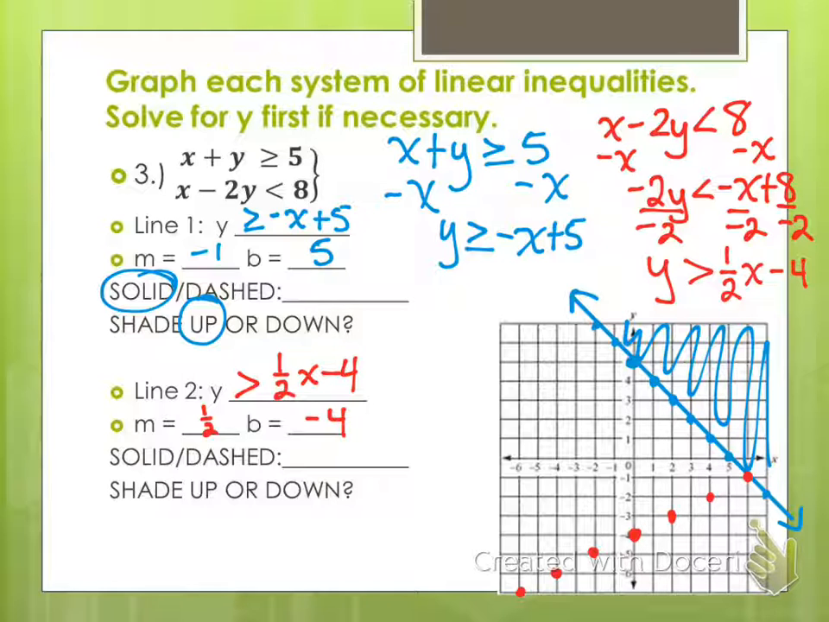We have to decide if the line through those points should be solid or dashed. Franklin, what do you think? Dashed, I would agree. We need a dashed line because we do not have that equal to bar. And we have to decide if we are going to shade up or down. Jalen, what do you think? Up. Good. We look at the symbol when y is by itself. That's a greater than symbol. So we are shading up.